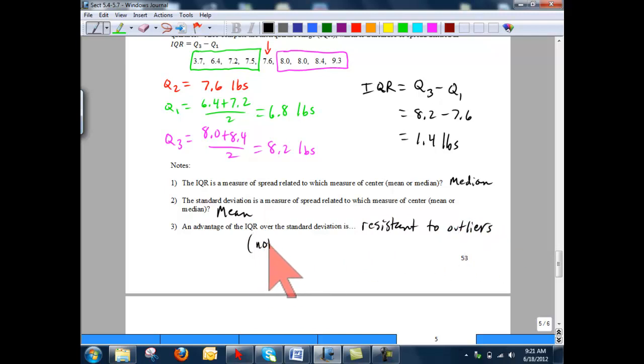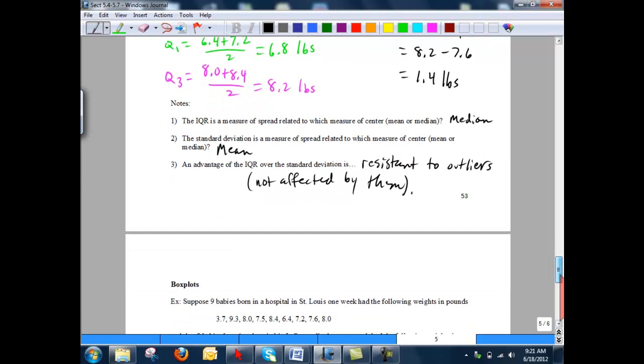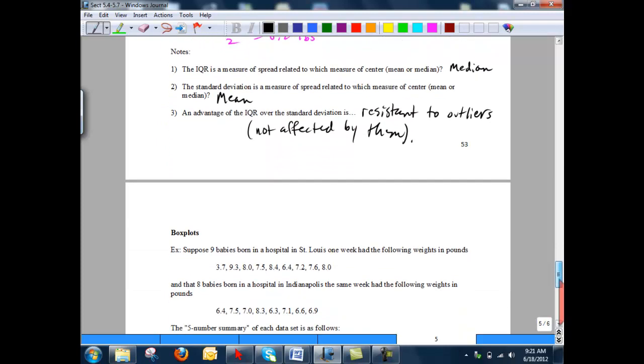That means not affected by them. And so if you know that your data set has outliers and you know that you're not going to remove them, then you might want to choose the median and the IQR as your measure of center and spread, so that you don't have the skewing caused by the outliers.